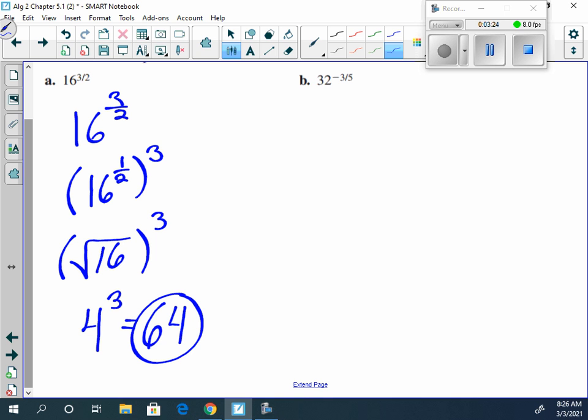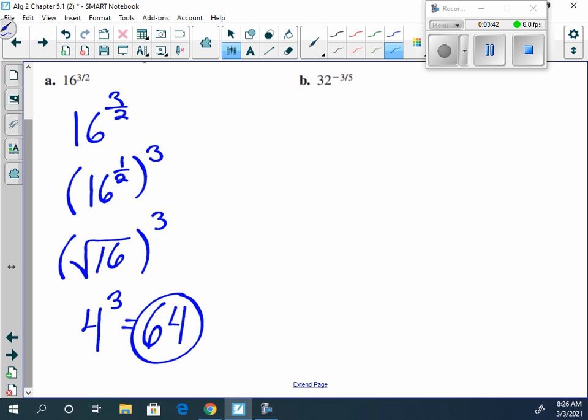Now, most calculators could have given us 16 to the 3/2 as 64. But if we're having to work this out by hand, this is what we will end up getting. Any questions on this here? Okay. Let's look at the next one.